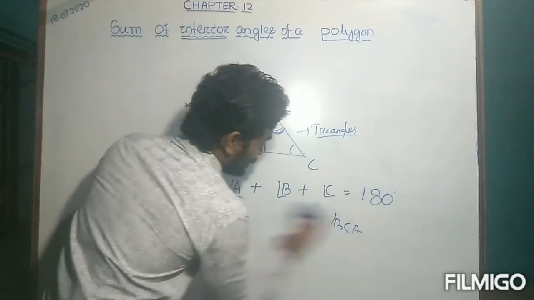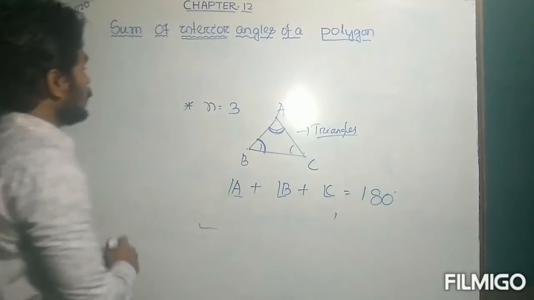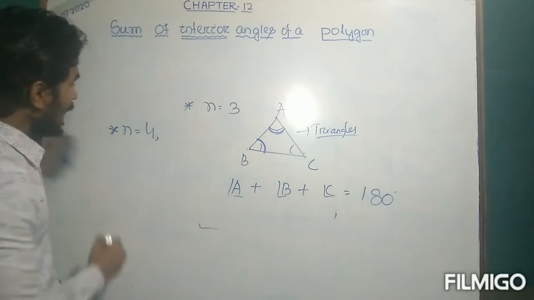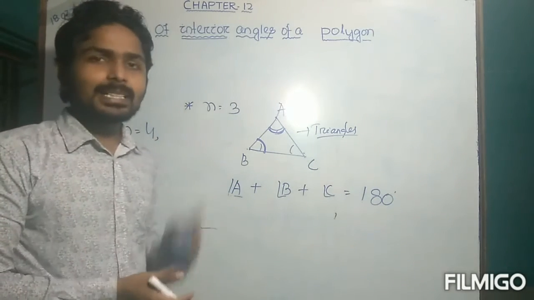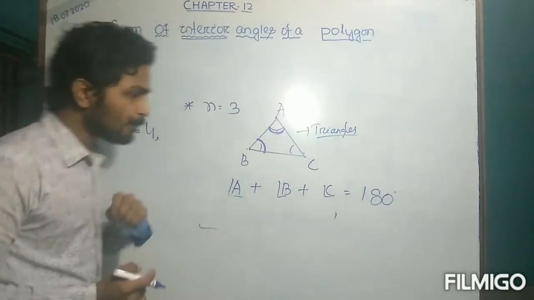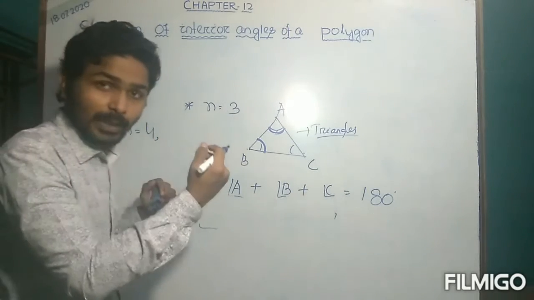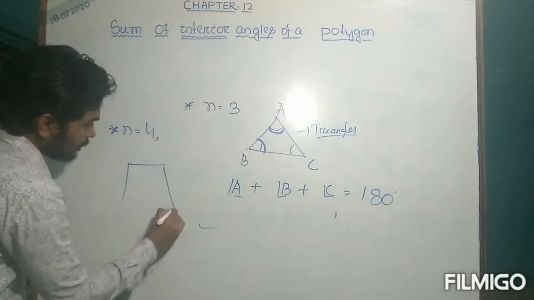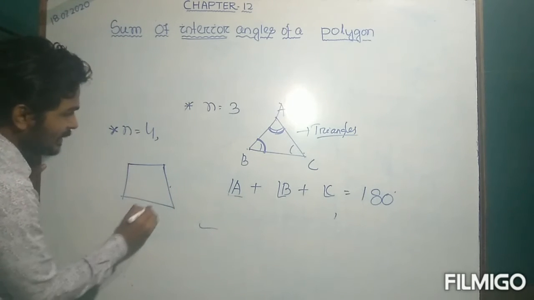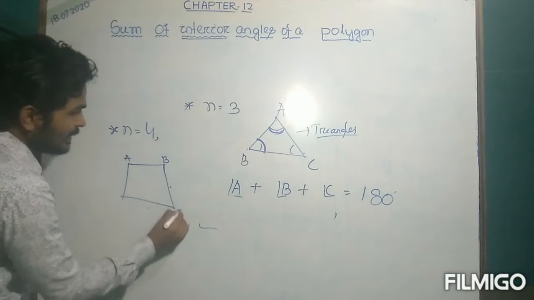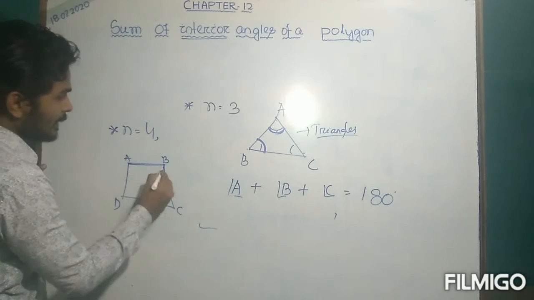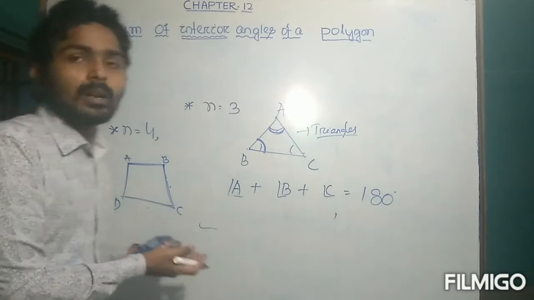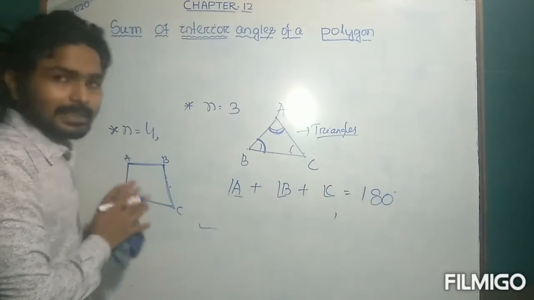Suppose there is another case where n is equal to 4. N is equal to 4 means it has 4 sides. So what is the name of the polygon which is made up of 4 sides? See, it has 4 sides, A, B, C, D. First side, second side, third side and fourth side. It doesn't matter whether all the sides are equal or not. We do not need this.